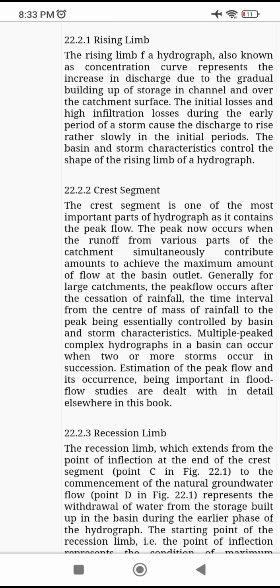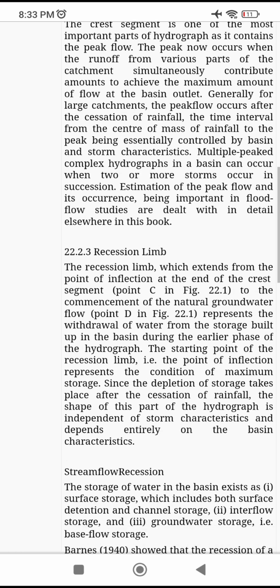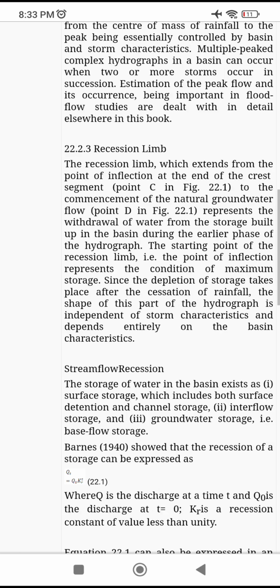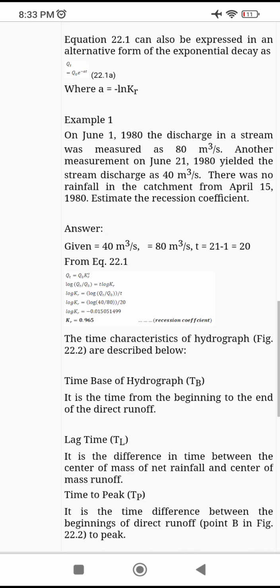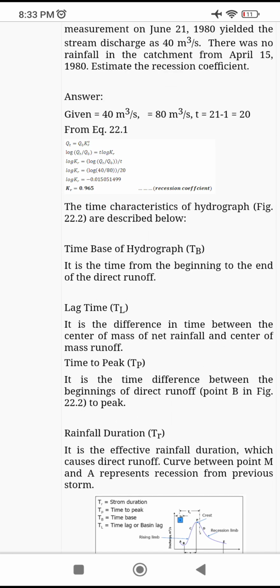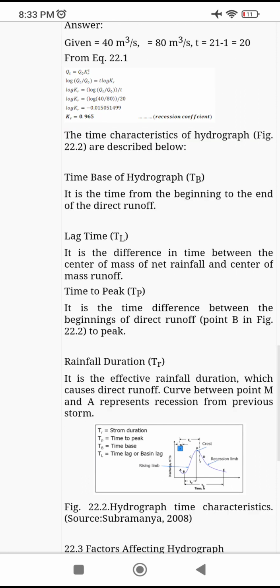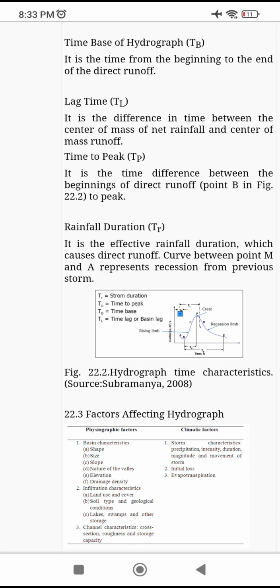Then crest segment is one of the most important parts of hydrograph as it contains the peak flow. Then recession limb, which extends from the point of inflection at the end of the crest segment to the commencement of the natural groundwater flow, represents the withdrawal of water from the storage built up in the basin during the earlier phase of the hydrograph. Then time of concentration, time from the beginning to the end of direct runoff. Then lag time, then time to peak, then rainfall duration. You should remember these definitions.